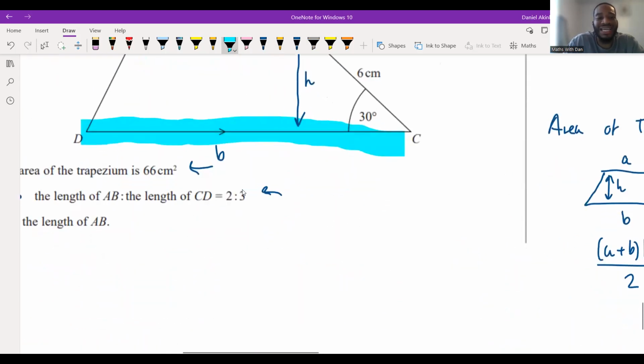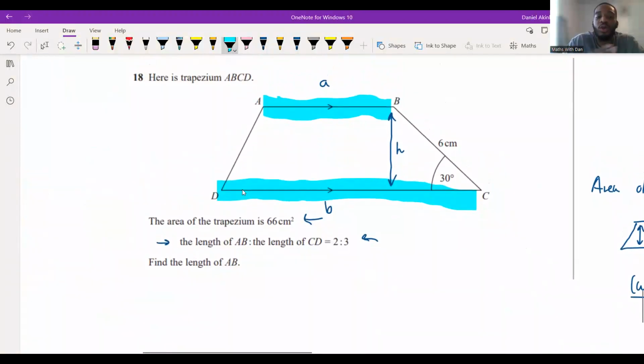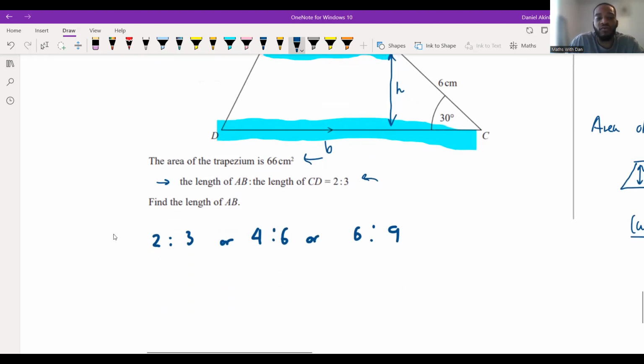So remember, we do not know these lengths, but they've given it to us in a ratio. So if it's in the ratio 2 to 3, an example will be the length of 2 and the length of 3 centimeters, or it could be another value in the same ratio 2 to 3. So for example, I could say 4 to 6, or I could say 6 to 9, and so on and so forth. Do we agree that these are all in the ratio 2 to 3? If I divide this by 2, I get 2 to 3. If I divide this by 3, I get 2 to 3.